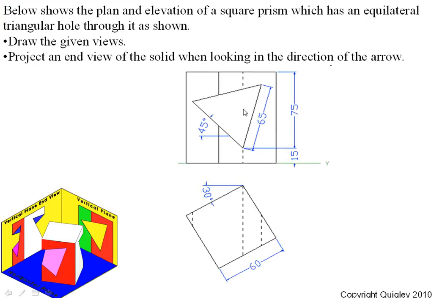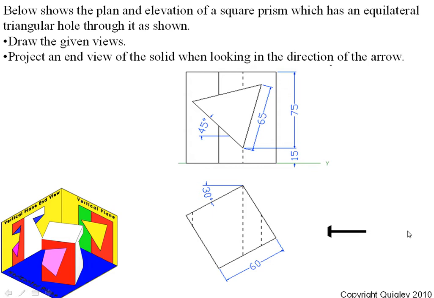We're given our elevation and our plan here, and we're asked to draw a new end view. Below shows the plan and elevation of a square-based prism which has an equilateral triangular hole as shown. Draw the given views. Project an end view of the solid when looking in the direction of the arrow.